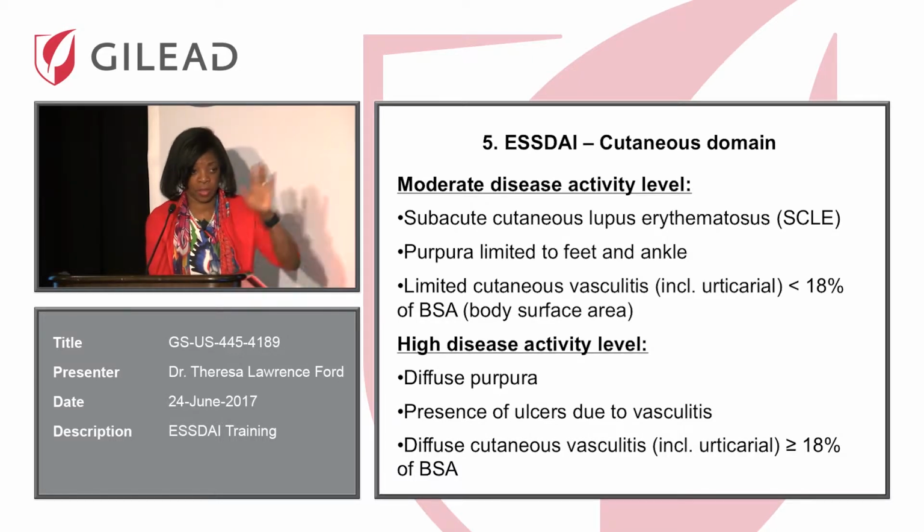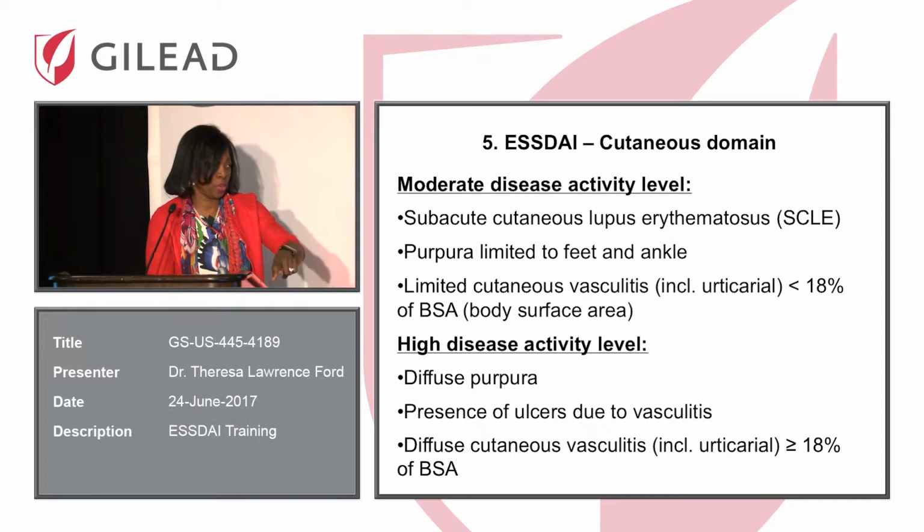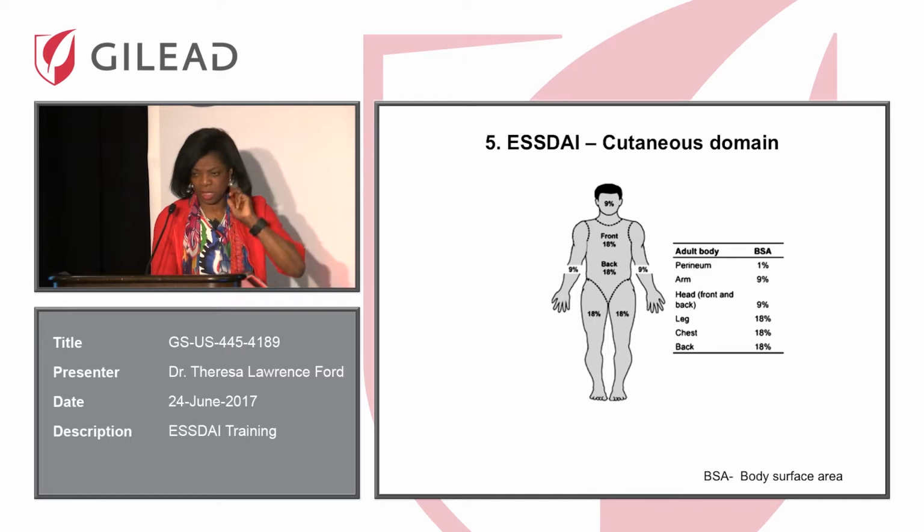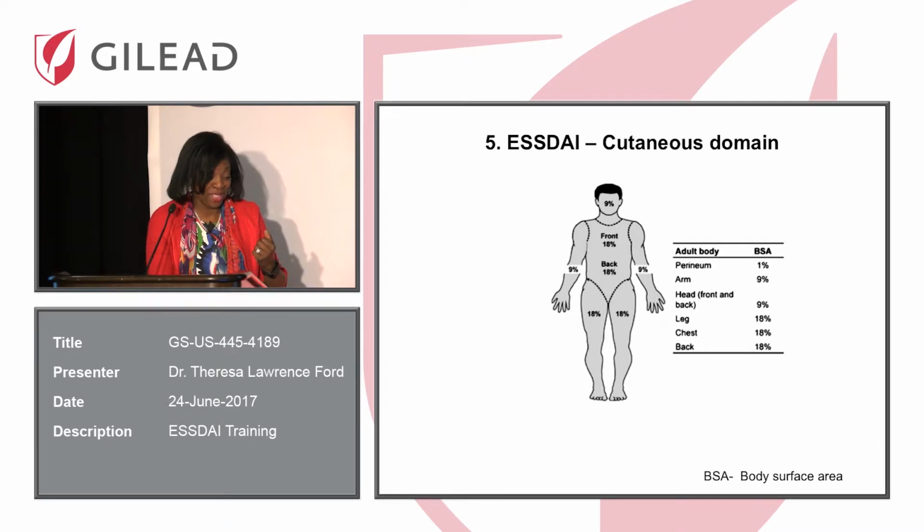And everybody knows how to measure the body surface area. Patient's palm, and I'll show you another graph to be able to determine that, okay? Cartoon to show you that. Diffuse cutaneous, including urticarial, would be greater than 18% of the body surface area. So here's our homunculus, and 9% body, front 18%, back 18%, upper extremities 9%, and the legs 18% each. The graph shows that. And you know, this is our model, but using the hands to determine the body surface area. The palm is another easy way to do that.